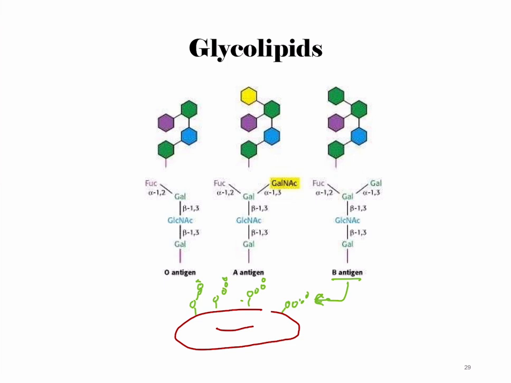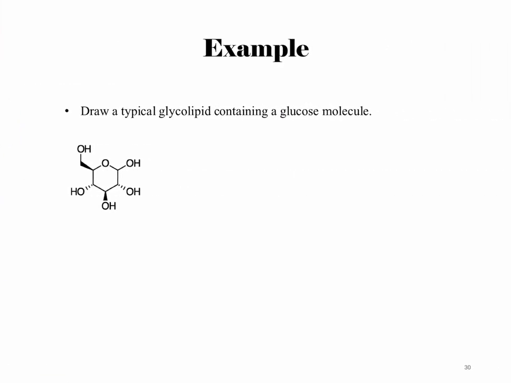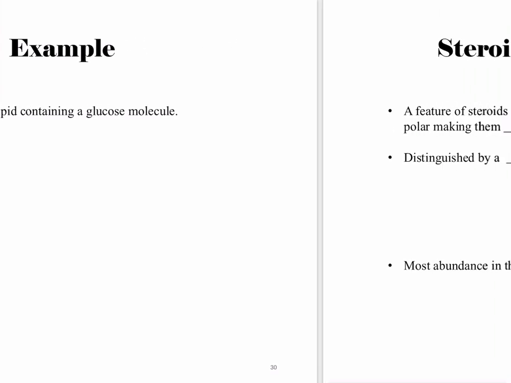If you have mixed blood types, it means you have a combination of both of them, right? So if you have A and B, you can have AB blood type, right? So these are the antigens that present themselves on the surface of the cell. And so you guys can draw a typical glycolipid for the following glucose molecule. You can know which is the anomeric carbon. You guys should be able to identify which is the anomeric carbon just by looking at the structure and seeing where the extra CH2OH group is, right? So glucose, and it's the only one that doesn't have a stereocenter here, right?